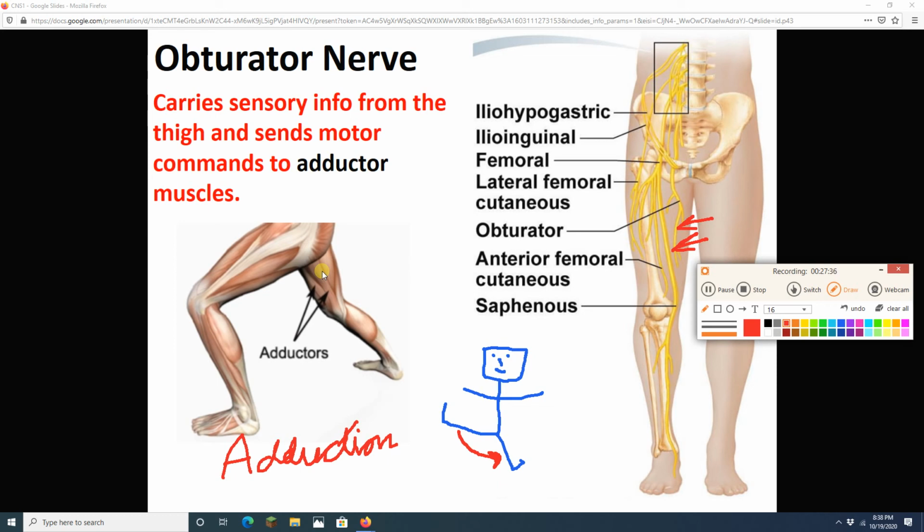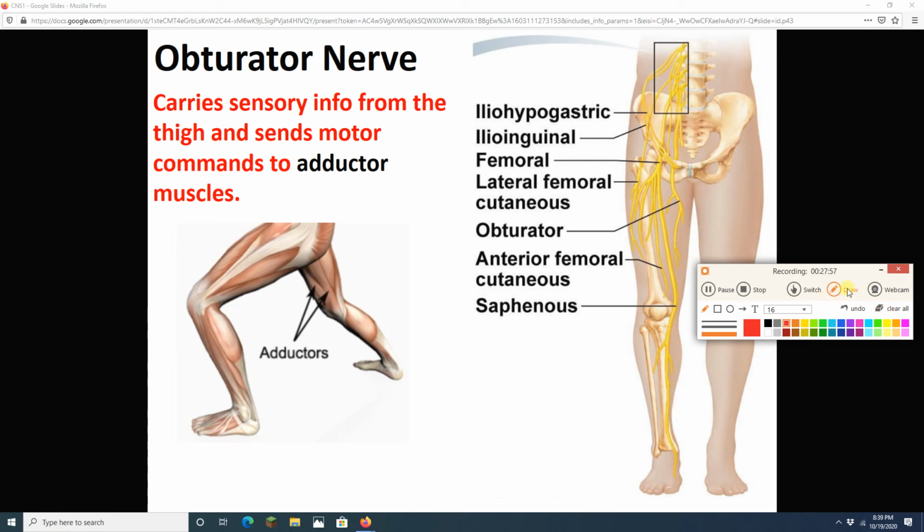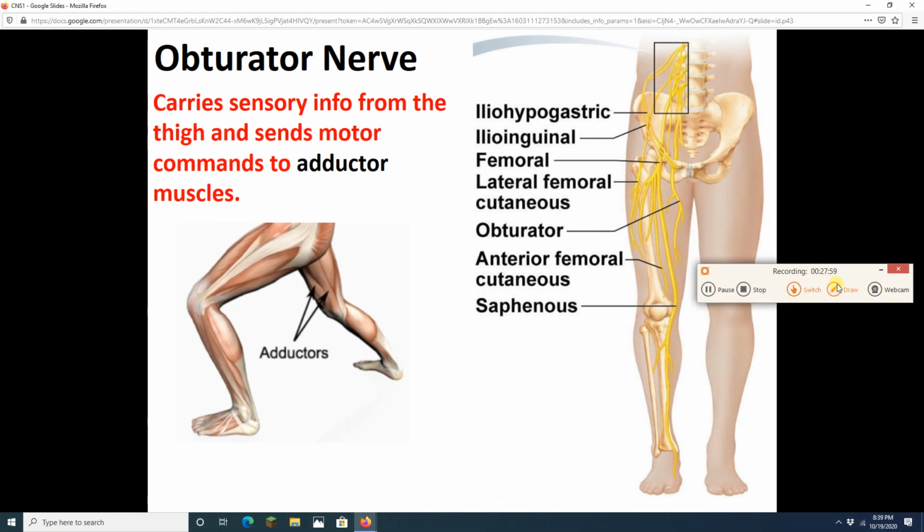If you want to really know where your adductors are, go and take a break right now and give me like 50 lunges. Go do 50 lunges. And I'm betting your adductor muscles will probably be sore tomorrow. Those inner thigh muscles. All right, cool. That's good. We just did the lumbar plexus, L1 to L4, right?